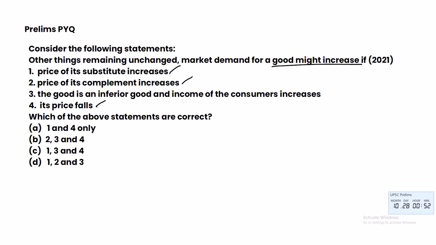So let's look at it. First thing, you have to read the statement. Other things remaining unchanged, market demand for a good might increase if the price of its substitute increases. Substitute here, as I told, is like Chrome and Firefox. They might compete with each other to deliver a better product, and in that case the price of the substitute might increase. So we can take this point as yes.